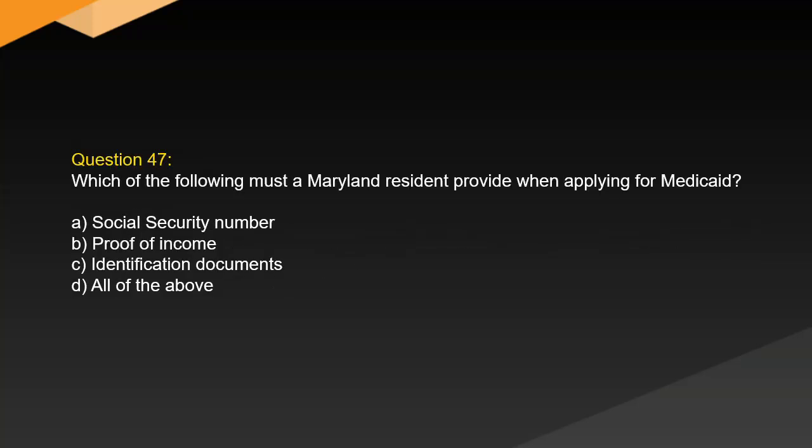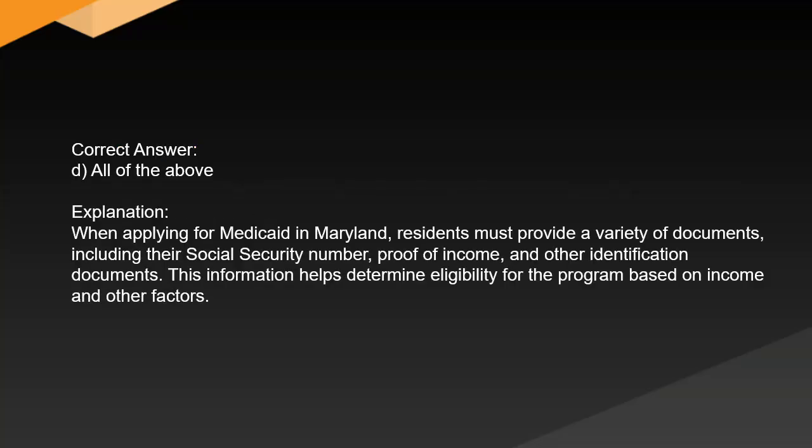Question 47. Which of the following must a Maryland resident provide when applying for Medicaid? A. Social Security number. B. Proof of income. C. Identification documents. D. All of the above. Correct answer. D. All of the above.